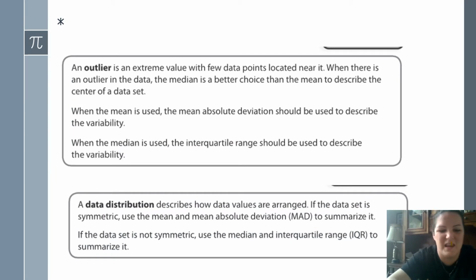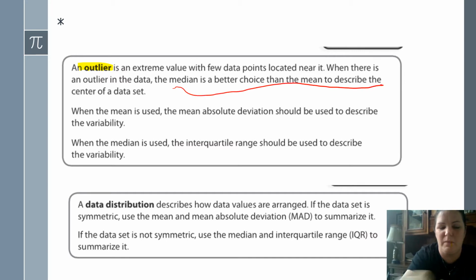So in this slide here, we have some important vocab that we might have heard before in class, but one of the words we mention is outlier. An outlier is an extreme value with few data points located near it. When there is an outlier in the data, the median, I'm going to underline this, the median is the better choice than the mean to describe the center of the data.